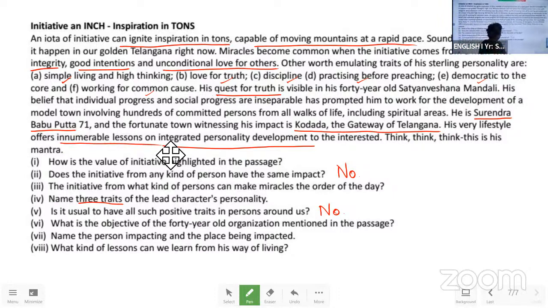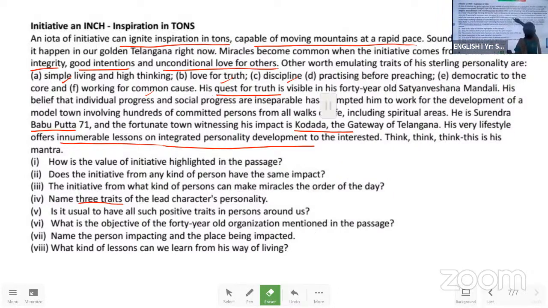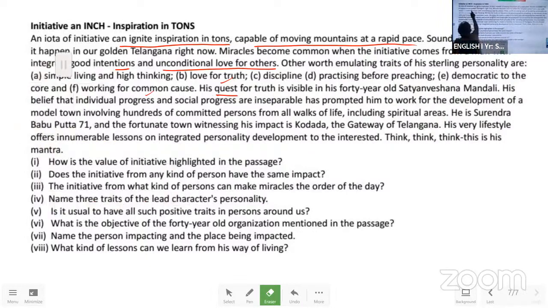So children, I hope you have understood this passage. It is very easy. It's there in your textbook. Like I said, there are innumerable unseen passages in your book. Though we say unseen, it is all there in the textbook. If you learn from first page to the last page, everything, it should be very, very easy for you to answer the questions.